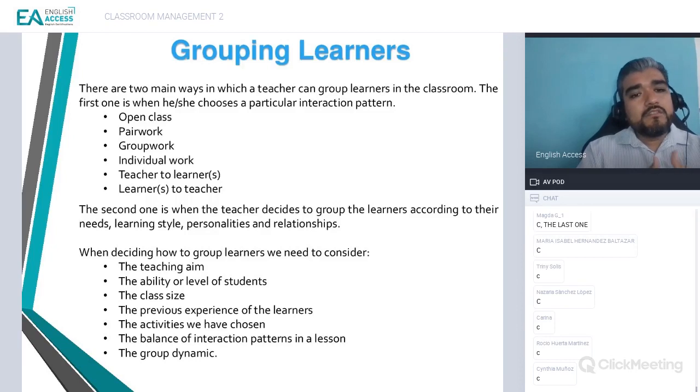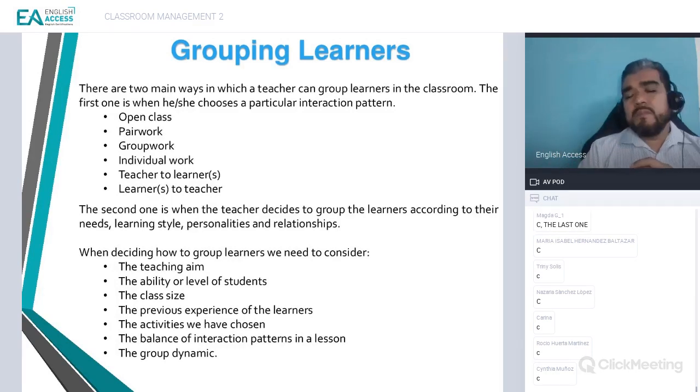There are two main ways in which a teacher can group learners in the classroom. The first one is when he or she chooses a particular interaction pattern. There are different interaction patterns. We have open class. Open class is that the teacher is in front, or the student is in front and talks to the whole class, and the whole class listens. Pair work, that means the students work in pairs. Group work, that means the students work in groups, 3 people, 4, 5.